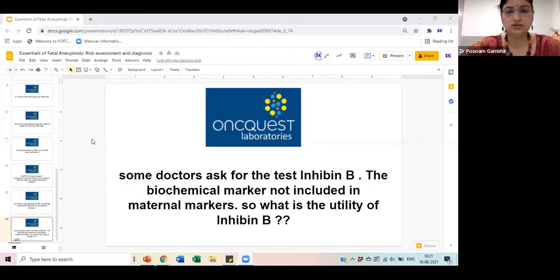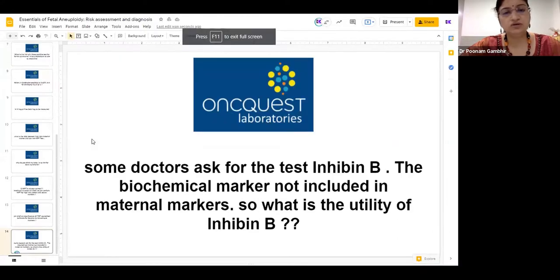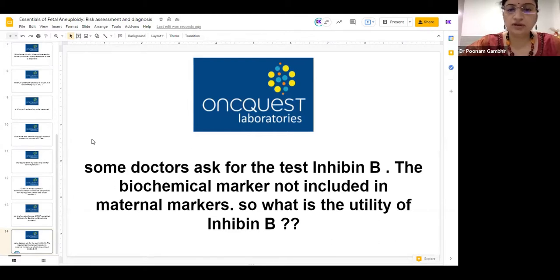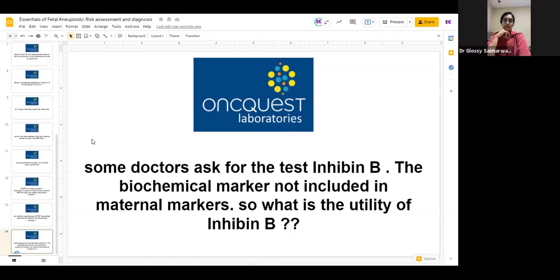They will not incorporate NT, and it is the ordering physician's discretion, according to the sanctity of the NT that has been done, whether you include it or you don't include it. So FMF should be followed, because they are the standard guidelines, and one should try to stick to guidelines. Then only there are fewer chances of errors and more chances of detection rate. Okay. Some doctors ask for the test inhibin B.